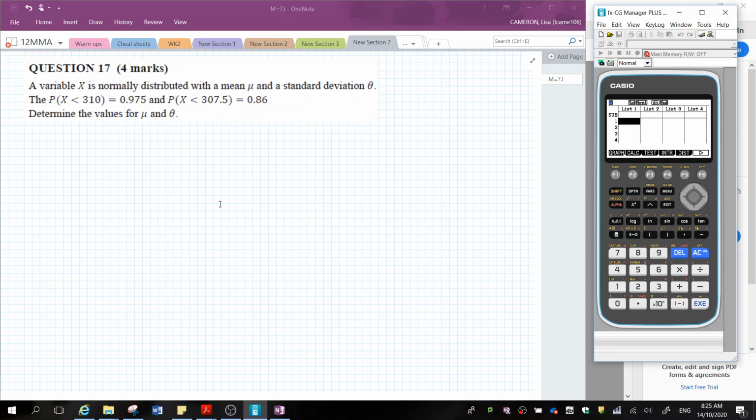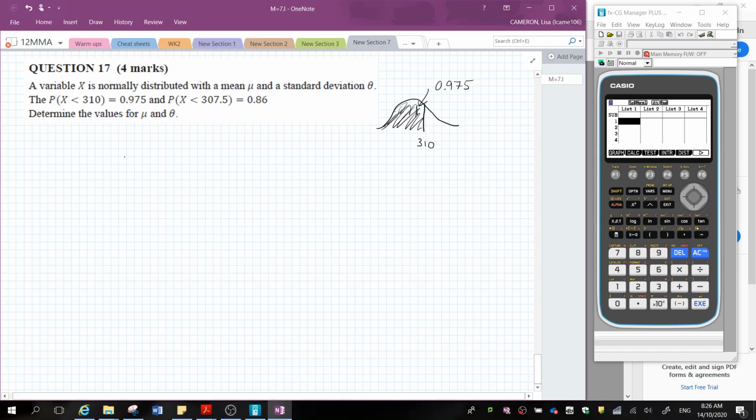Now, first thing I'm thinking is that I can find z-scores using the inverse normal, and I'm also thinking that I'm given two sets of information, which means I'm probably going to have to solve simultaneously. So if we're thinking about what we've got, here's my little normal distribution. Here is where 310 is, and this space behind it, up to but not including it, is 0.975. So that information is going to help me work out what the z-score is.